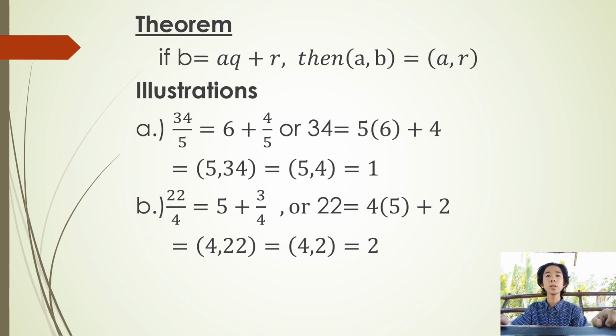B: 22 over 4 is equal to 5 plus 2 over 4, or 22 is equal to 4 times 5 plus 2. Then the GCD of 4 and 22 equals the GCD of 4 and 2, then the GCD is 2.